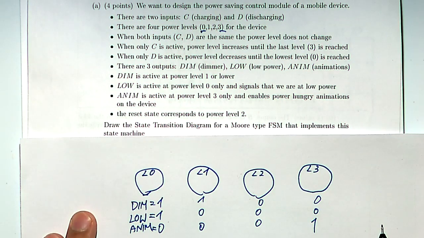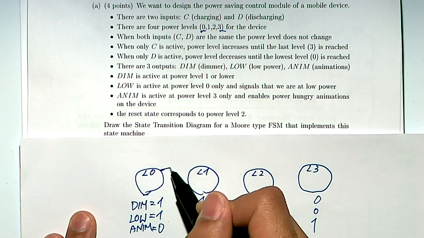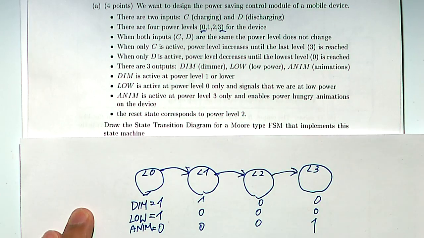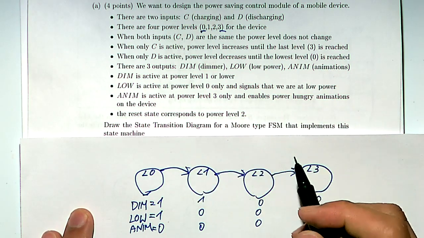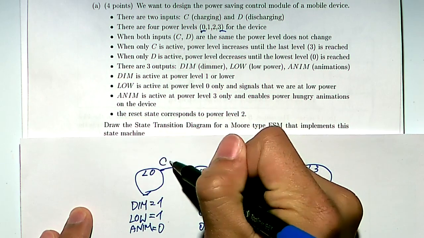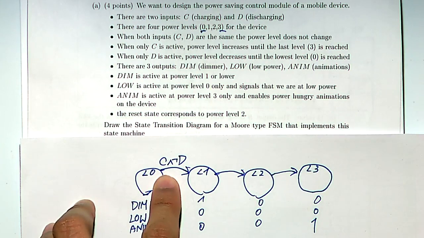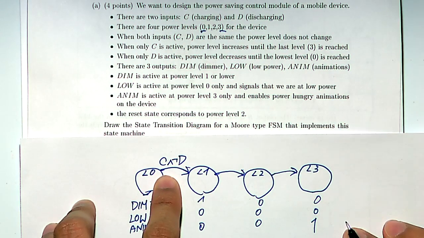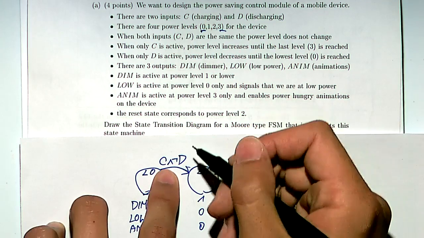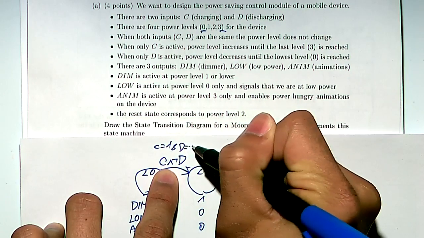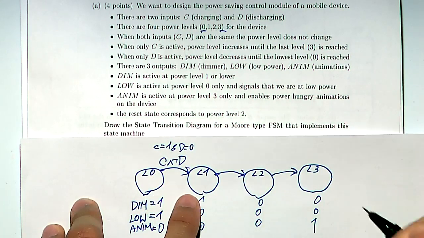So now the important thing is the transition. How does L0 transition to L1? How does L1 transition to L2? And L2 to L3? Anybody has any ideas? Yes, please. C and not D. Right, so essentially what this means is that C is 1 and D is not 1, it's 0. So you can either write it this way, or you can write C equals 1 and D equals 0. Either way works.